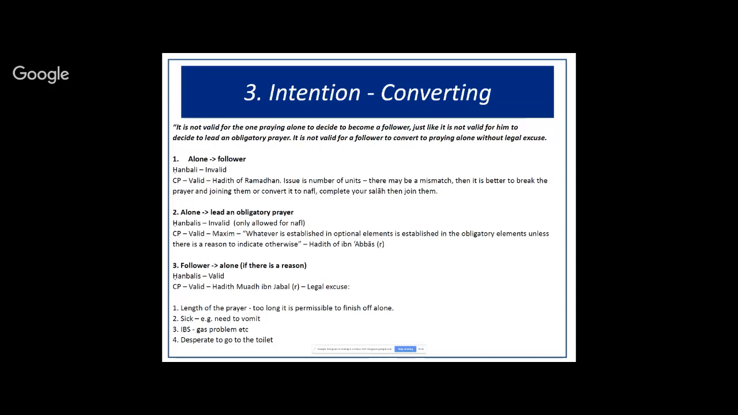The companions narrating this understood, and wanted to highlight this point, that he did this except for the fard prayers. For the fard prayers, he didn't do this. So they understood that generally speaking, for optional elements, whatever is established for them is established for the obligatory elements as well, unless there's a reason to indicate otherwise. And the companions knew that, which is why they indicated that for fard prayer you can't just pray on your mount in any direction, because they understood that there is a difference between obligatory and optional elements, and if there is a difference, you must specify that.